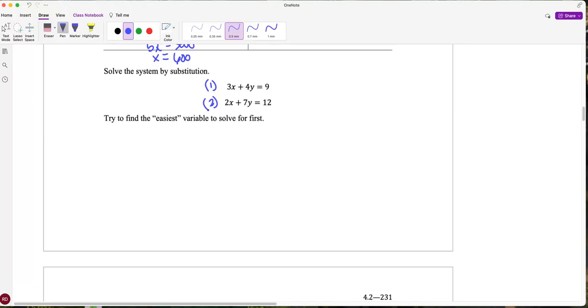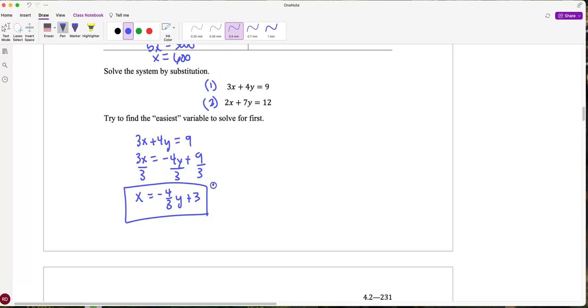Let's just say, let's solve the first equation for x. So 3x plus 4y equals 9. If I say 3x equals negative 4y plus 9, divide everything by 3. So x equals negative 4/3 y plus 3. Okay, so that's my value for x. I'm going to need to substitute that into the second equation.